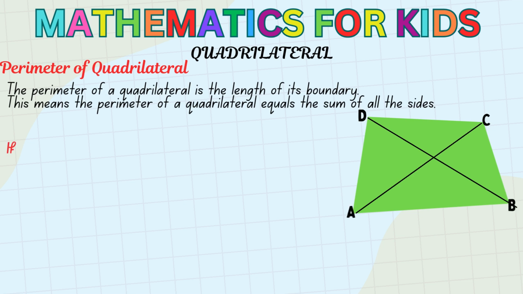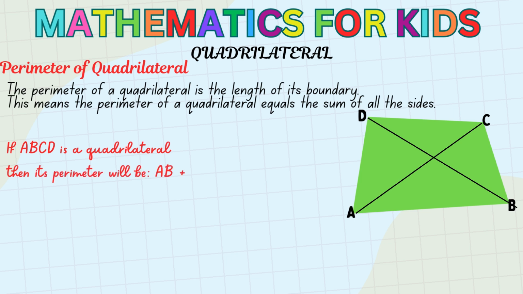Here, consider a quadrilateral ABCD, and the perimeter of this quadrilateral is the sum of its sides. And the sides here are AB, BC, CD, and DA. So the perimeter of this quadrilateral is equal to AB plus BC plus CD plus DA.